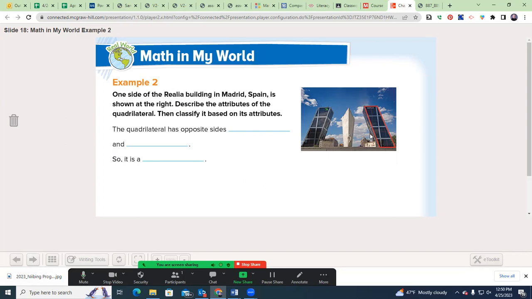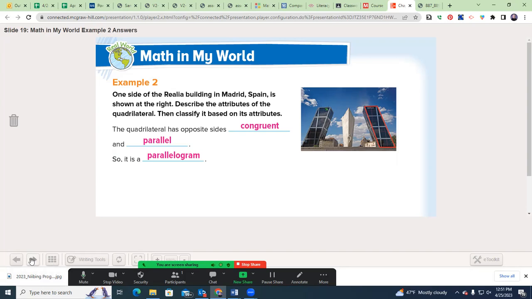It has opposite sides. So first off, this side and this side, what do we know? They appear to be parallel, and we could check that by measuring these angles here. Opposite angles are the same, or congruent. And then we can also say that the same length, so those are congruent. So it is a, if you said parallelogram, you are correct. Go ahead and fill those in if you haven't already. You may pause the video if necessary, and then we'll go from there.